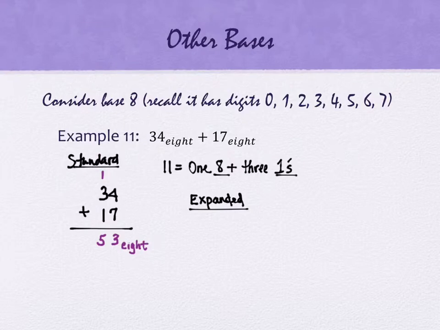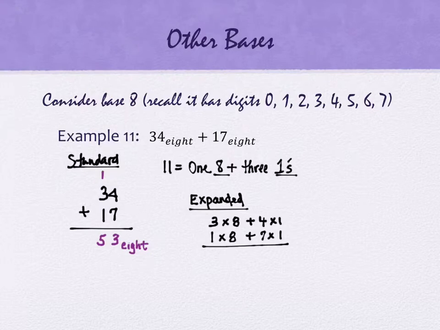Okay, so the expanded algorithm says what? Well, it says I have 3 times 8, 3 eighths, plus I have 4 times 1, or 4 ones. And then I have 1 times 8, or 1/8, plus 7 times 1, or 7 ones. That's what it says. And when we talked about this, we said we could actually add straight down from here. So like I have 4 eighths now, and I have 11 ones.